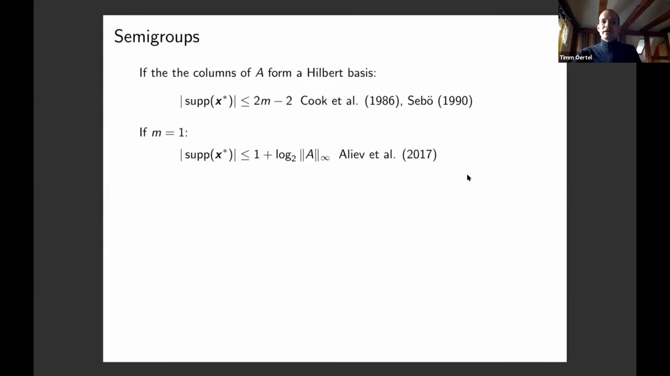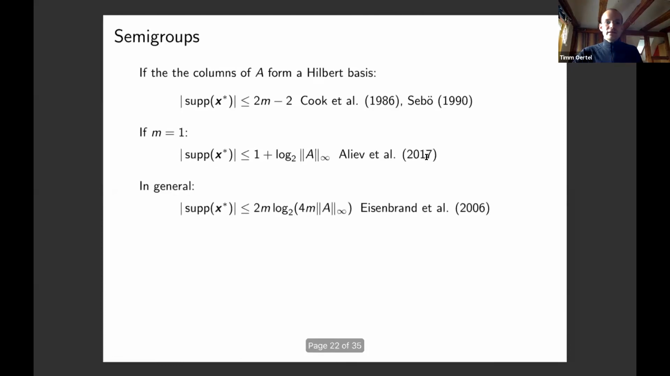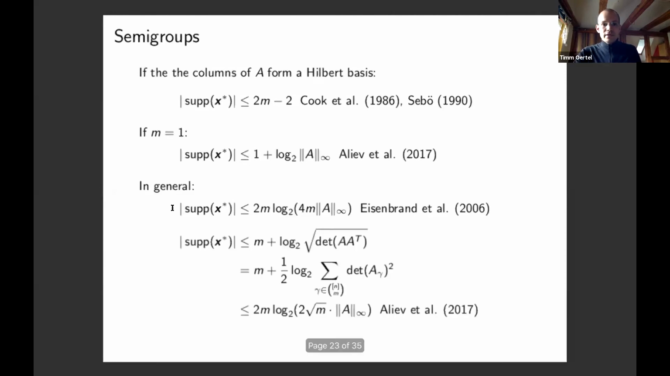If we want to go a little bit more general and not necessarily have this Hilbert basis property, in 2017 Aliev et al. were able to prove that you can always find solutions with support at most 1 plus the logarithm of the maximum entry of the columns of A. And even more general, for general m, there was the first result by Eisenbrand and Shmonin, and they showed that you can bound the support of x by roughly 2m times the logarithm of the maximum entry. And again with colleagues, we were able to improve this a little bit and show that you can always find a solution with support less or equal than m plus the logarithm of the square root of the determinant of A times A transposed.